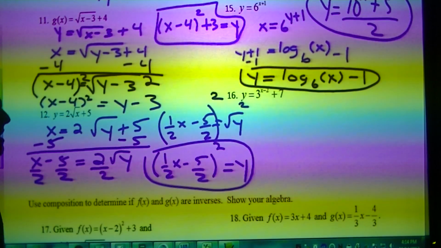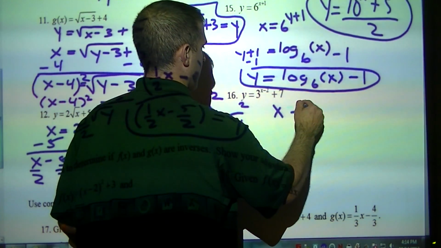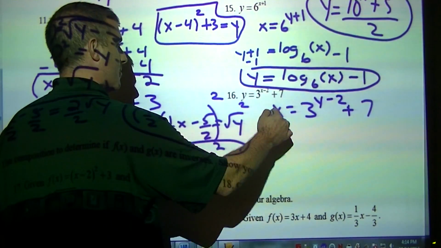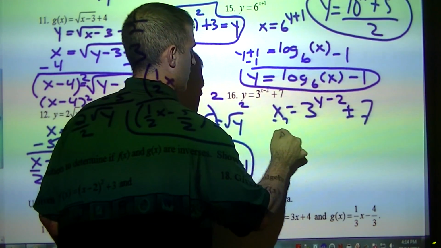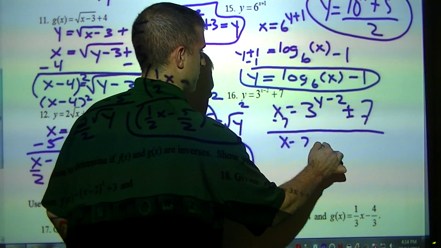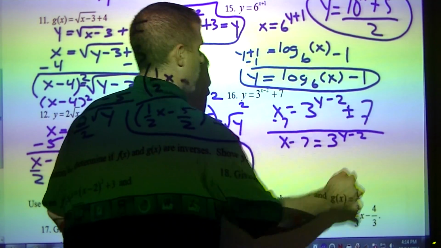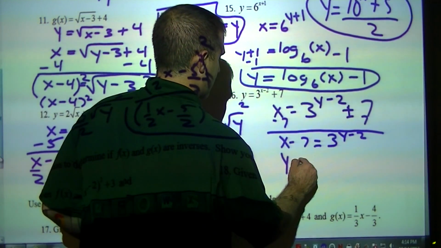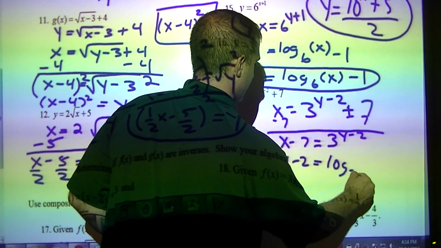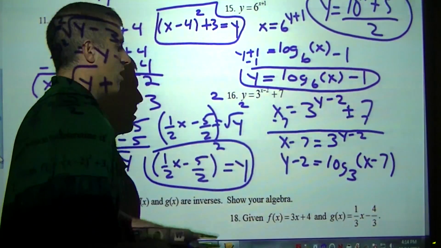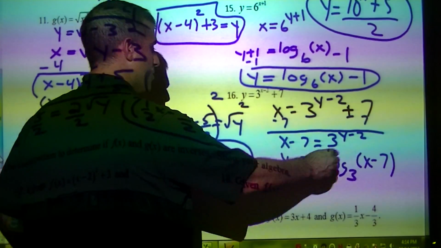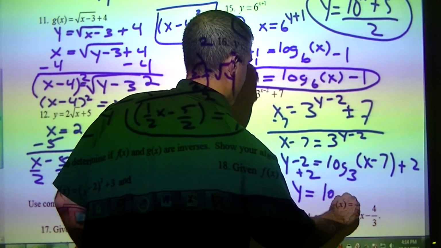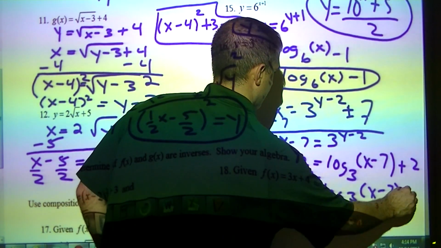Moving down to number 16, I'm going to replace x and y. I'm going to isolate, so I'm going to move that 7 over. Once again, I'm ready to convert. It can no longer equal x minus 7. The only thing left is y minus 2. X minus 7 is going to go next to the log of 3, so base and base. Move the 2 over through addition. And so what I have is this answer.